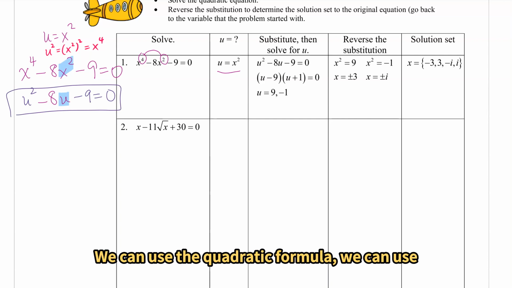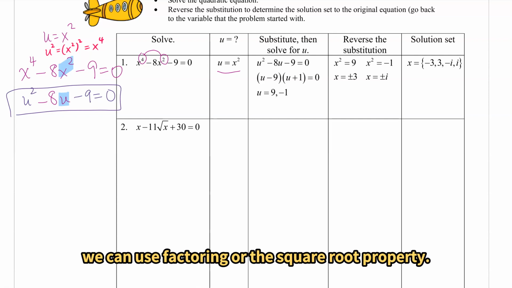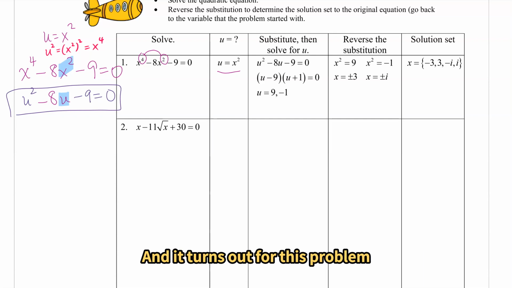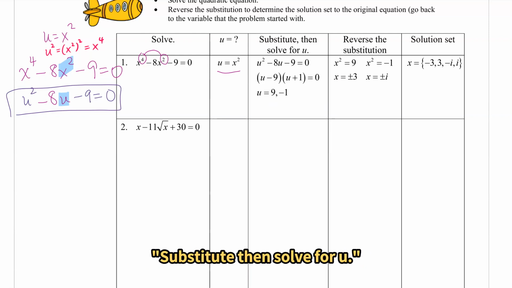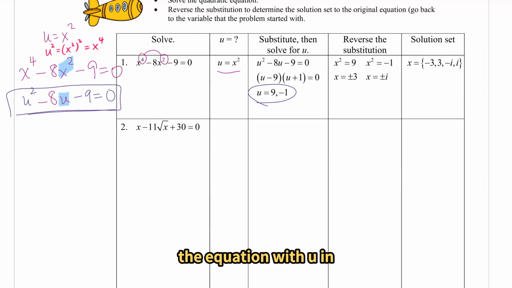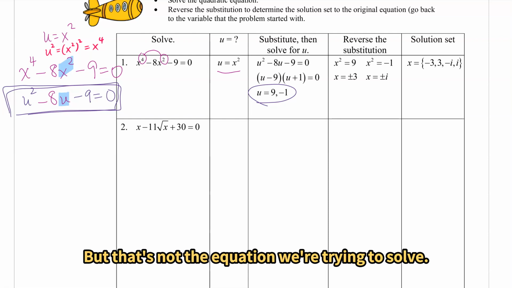We can use the quadratic formula. We can use completing the square. In some cases, we can use factoring or the square root property. And it turns out for this problem, we can factor it. And you can see the factoring right here in the substitute column. Substitute, then solve for u. And we get 2 answers for u, as we should. The equation with u in it is quadratic, and that square, the degree, tells us how many solutions we have to the equation. We have 2. But that's not the equation we're trying to solve.